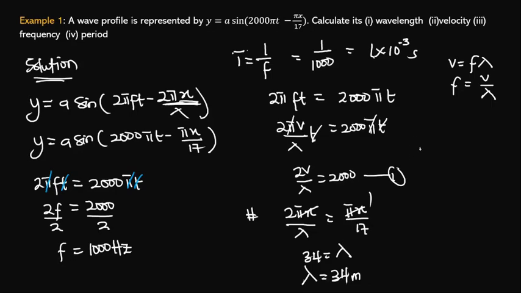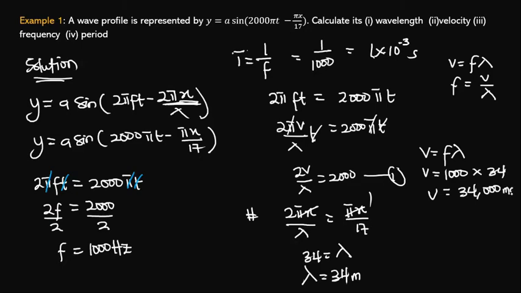Now that we have lambda and we have frequency, we can calculate our velocity. We know velocity is equal to f lambda. So our velocity will be equal to the frequency, which is 1000, multiplied by the lambda, which is 34. So we have the velocity to be what?